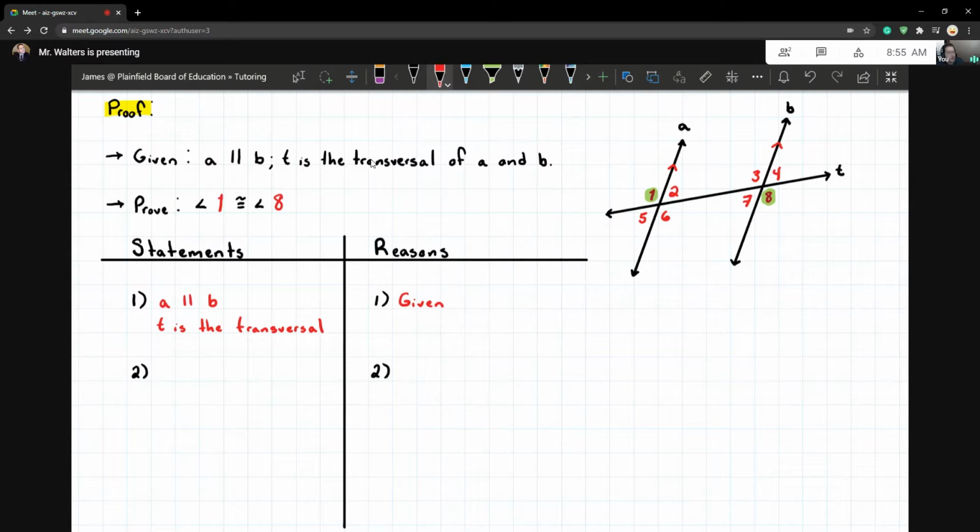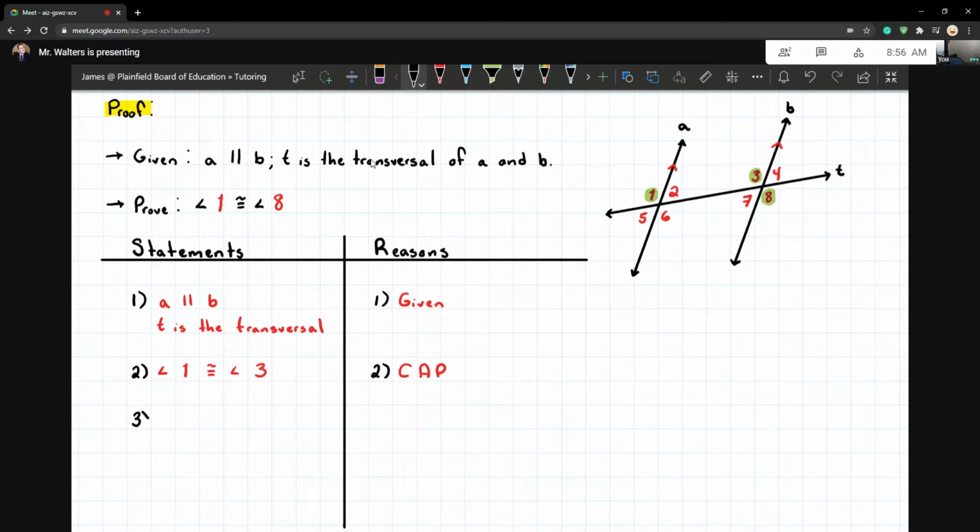So corresponding angles allows me to say that 1 and 3 are congruent. So I'm going to write that as my statement. Angle 1 is congruent to angle 3. And I know this because of CAP, again, corresponding angle postulate. So now I have that proof. I know that 1 and 3 are congruent. Now I want 1 and 8, so I'm almost there. Now I just got to bridge 3 to 8, and I have that as well.